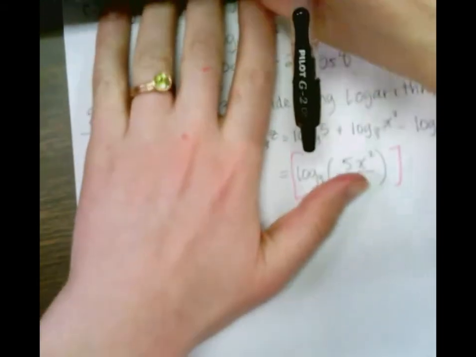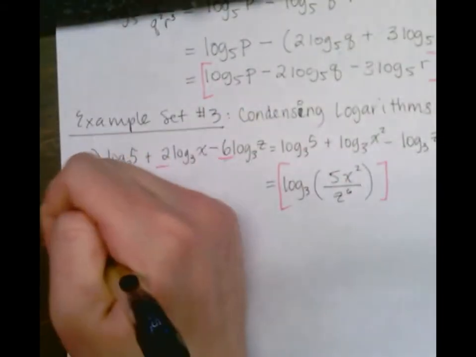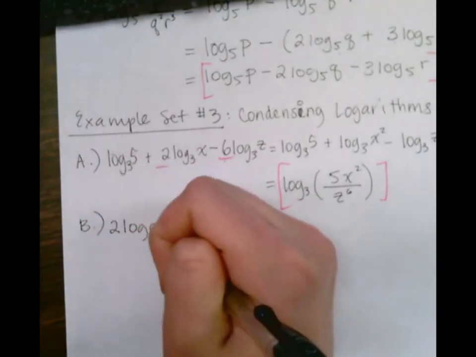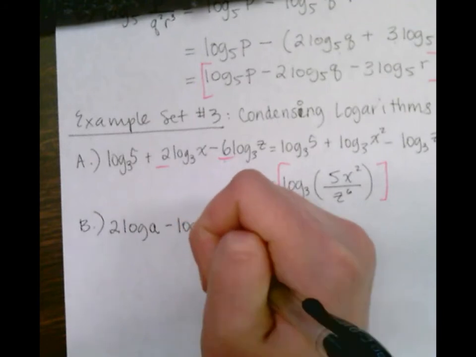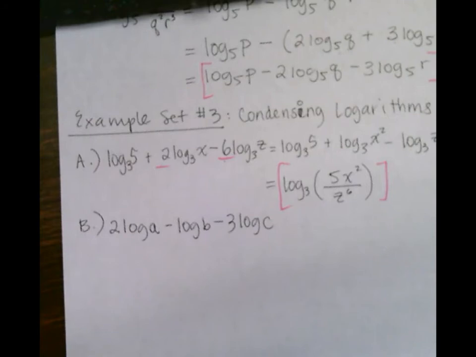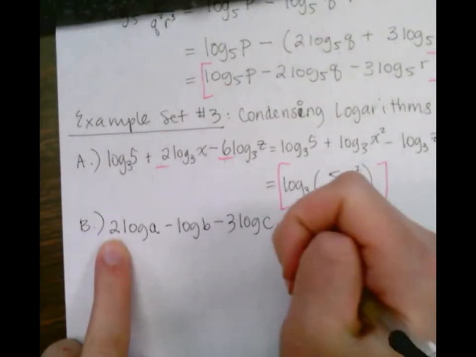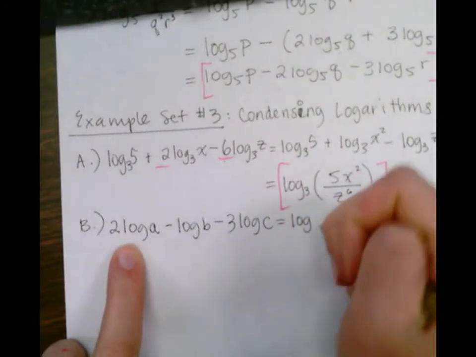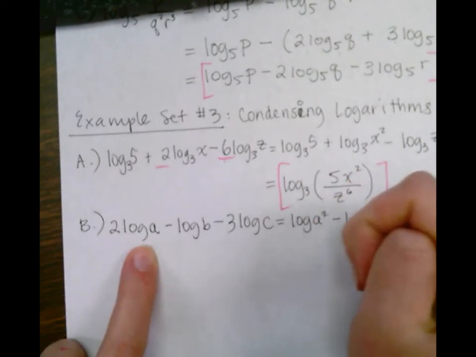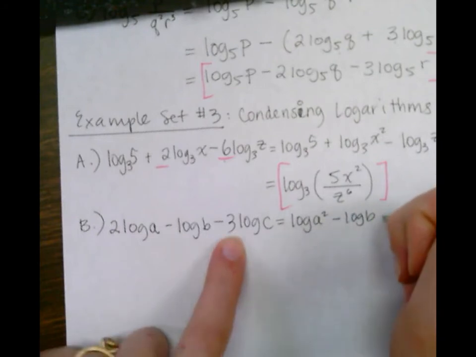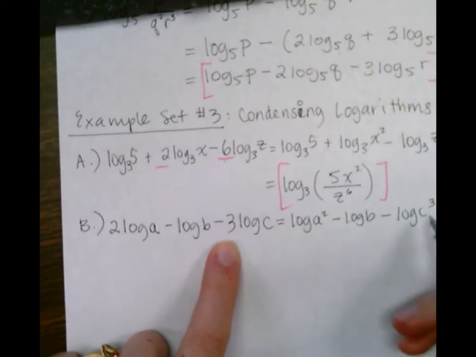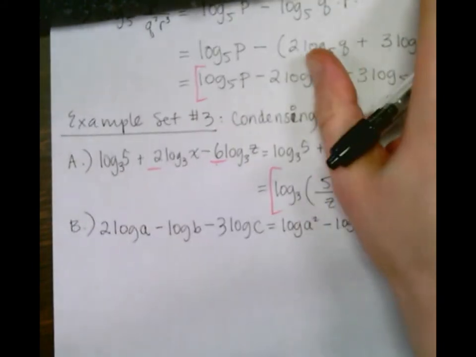Okay, let me slide this up. The next one is 2 log a minus log b minus 3 log c. So again, we're going to start by dealing with the numbers we see up front by making them our exponents. So this would become log a squared minus log of b, that doesn't have any exponents, minus log of c to the 3rd. So that 3 becomes my exponent up there.